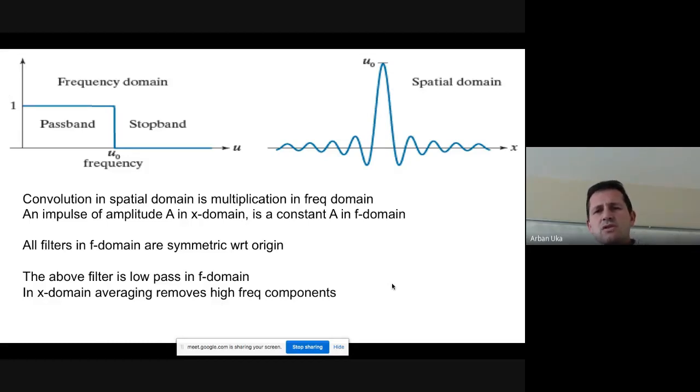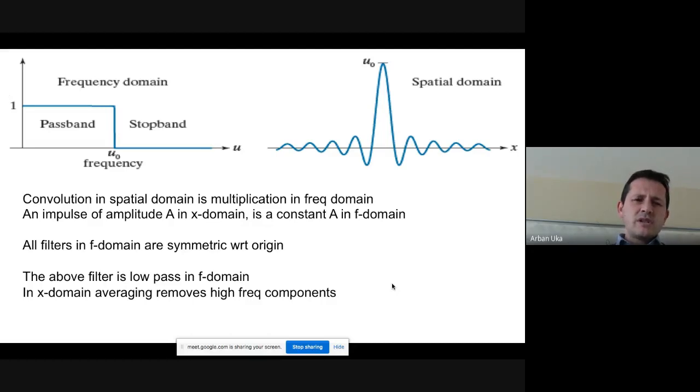So in principle, this is called a low pass filter. In the spatial domain, averaging the pixels is like a low pass filter, which in the frequency domain can be represented by this other graph on the left side. So this is equivalent to taking the signal, which in this case can be an image.